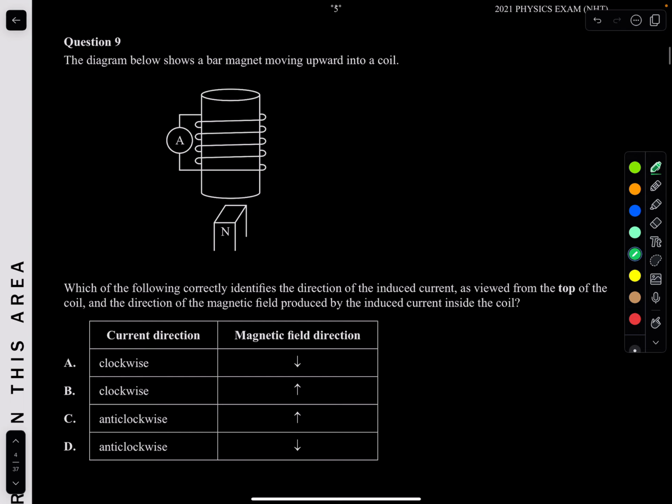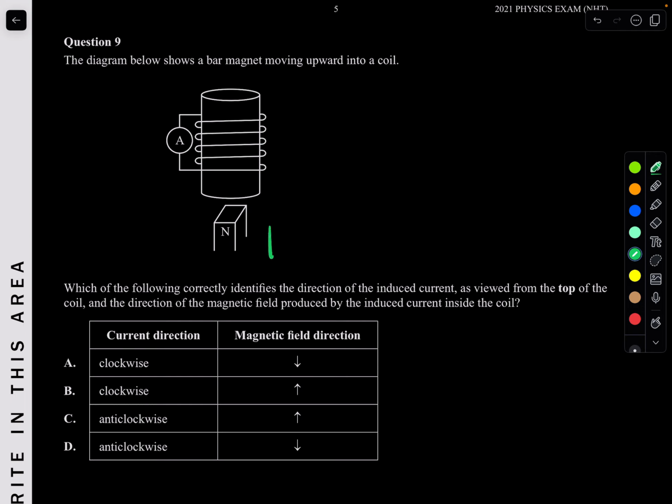Question 9. The diagram below shows a bar magnet moving upwards in a coil. Just having a look at this diagram, it looks like Lenz's law. Which of the following correctly identifies the direction of the induced current as viewed from the top of the coil, so from the top, and the direction of the magnetic field produced by the induced current. So we're talking about the induced magnetic field inside that coil. All right, let's have a look.